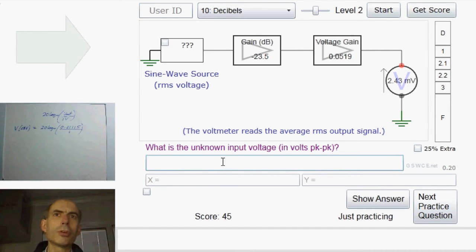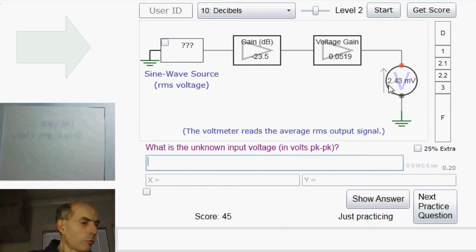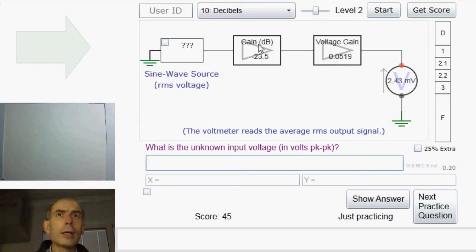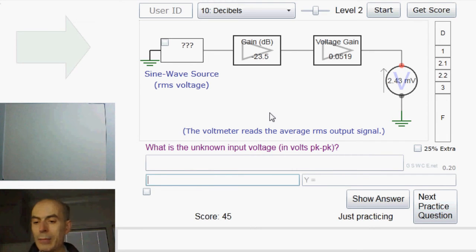Right, that's a more interesting one. Unknown input voltage in volts peak to peak. Aha, right. Here we have the output voltage, which is specified as 2.43 millivolts. We have a voltage gain here, and a gain in dBs there, so we should be able to work out what the input voltage here in terms of RMS voltage quite readily. If the total gain of our system is, let's see, minus 23.5, in terms of voltage gain, that would correspond to 10 to the power of minus 23.5 divided by 20.